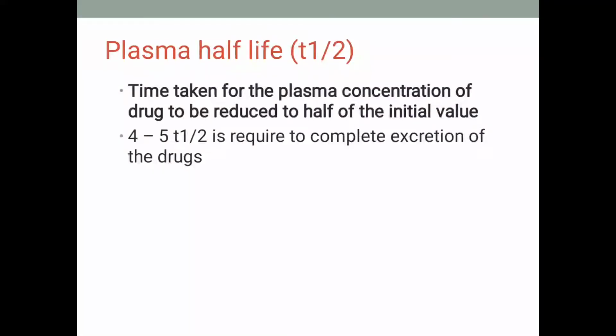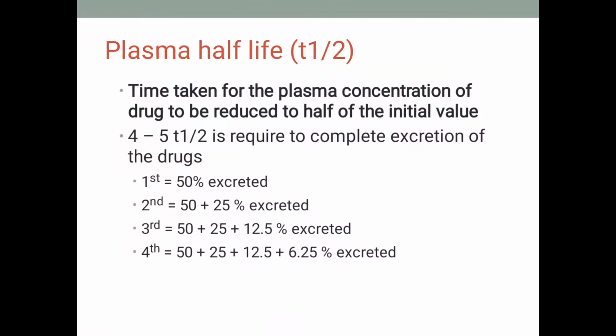So 4 to 5 half lives are required for complete excretion of the drug. Means to completely excrete the drug from the body, 4 to 5 half lives are needed. So suppose first half life, suppose the concentration was 100%, then after the first half life it will be 50%. After that, in the second half life its 50% again, means 75% of the drug is excreted. In the third half life 87.5% of the drug is excreted. After the fourth half life around 93% of the drug is excreted, and after 5 almost all the drug is going to be excreted through our body. So mainly 4 to 5 half lives are required for complete excretion of the drug. Every time 50% is excreted.